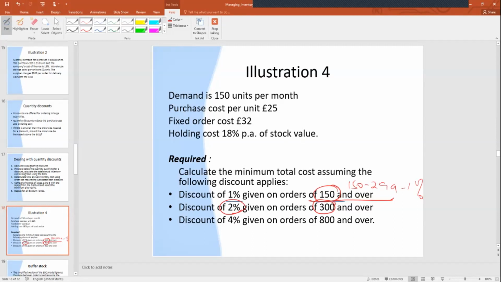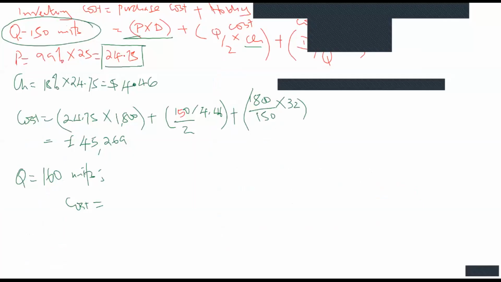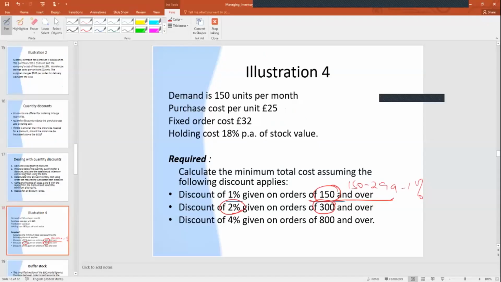Okay, hope it is. No, it's not clear, I'm lost somewhere. Let me go back. The EOQ that we did was for the case where we assume there's no discount, and the Q proposed by EOQ was 160 units. Now we want to reorder our inventory at 160.